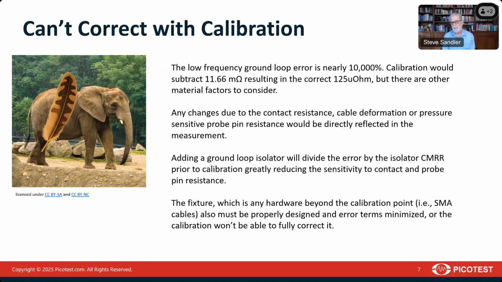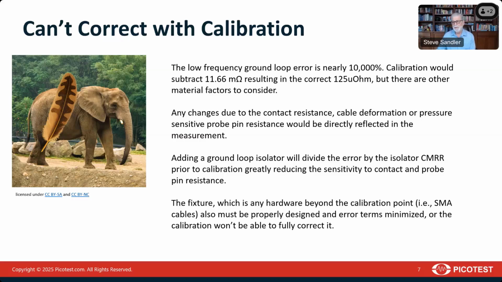And yeah, we could measure 11.6 milliohms, with the cable error, and we could subtract 10.475 milliohms from the measurement to get the correct 125 micro-ohms. But there are a lot of other things to consider that would also show up as errors. And so it wouldn't be an accurate measurement. And those include things like cable deformation and pressure sensitivity, contact resistance in probe pins, almost everything that could have even a very minute change in the resistance would show up as an additive error. And so in the end, we can't really correct this error directly by subtraction.